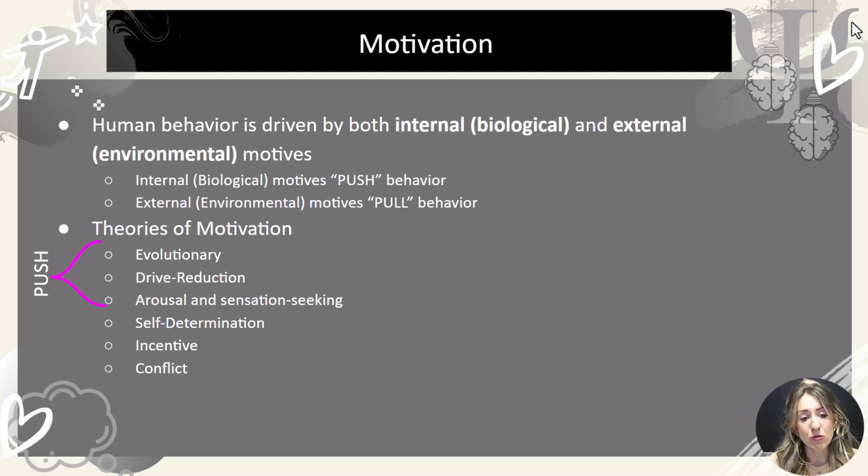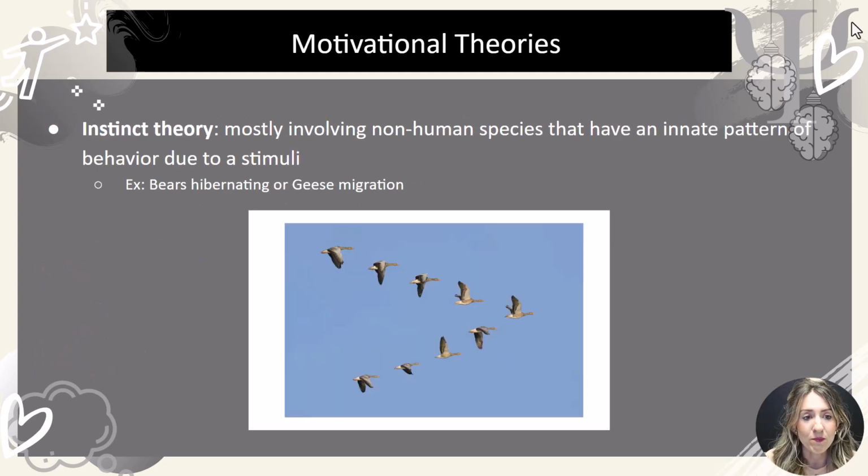So when we take a look at these theories, the first three, the instinct or evolution, drive reduction, and arousal and sensation seeking, are going to be push. So they're more biological in nature. They come from within our bodies to motivate particular behaviors. And then self-determination theory, incentive theory, and motivational conflicts theory are more of those external or environmental motives. So they kind of pull our behavior in certain directions based on what the environment or what external incentives there are for our behavior.